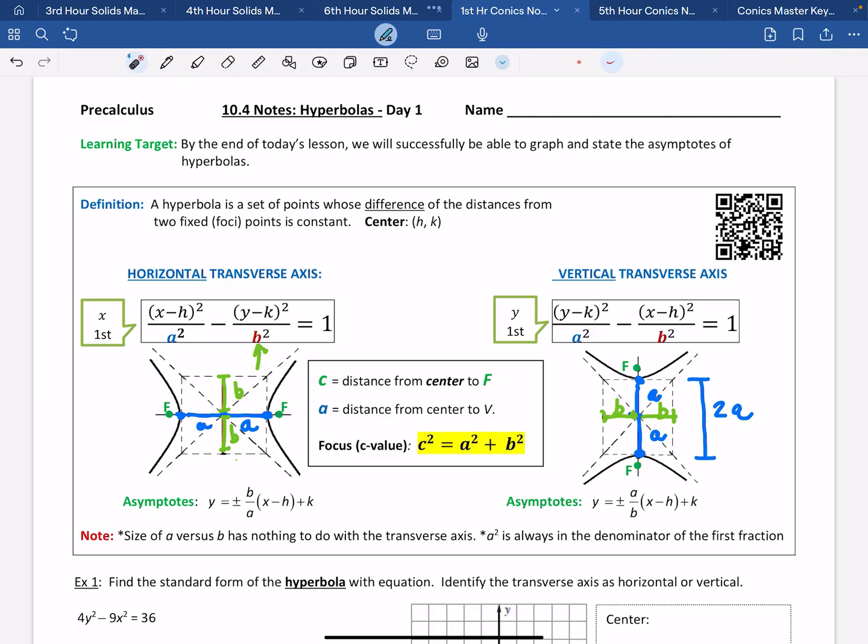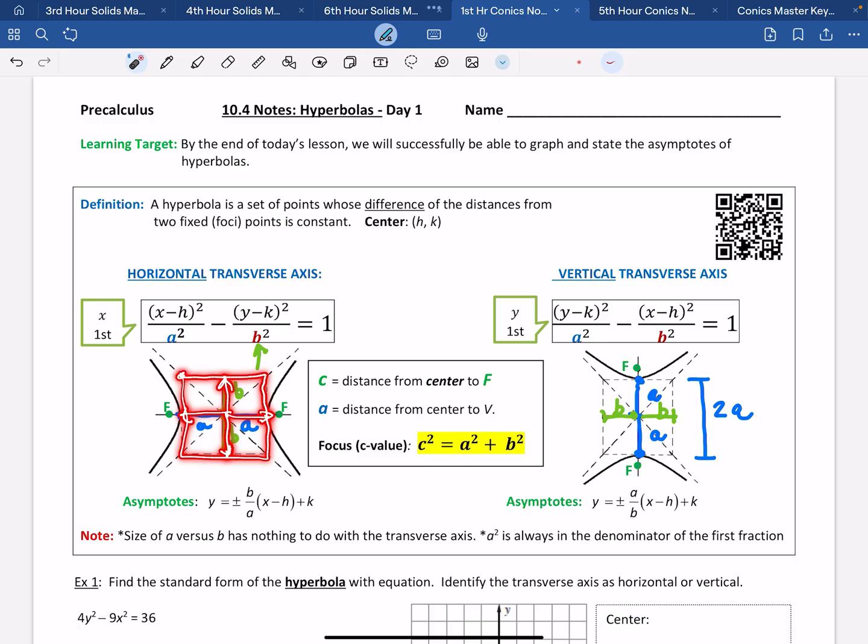All right, now what I want you to notice, and this is very important, if you were to go up b, down b, to the left a for the horizontal, to the right a, I want you to imagine you have a rectangle right there.